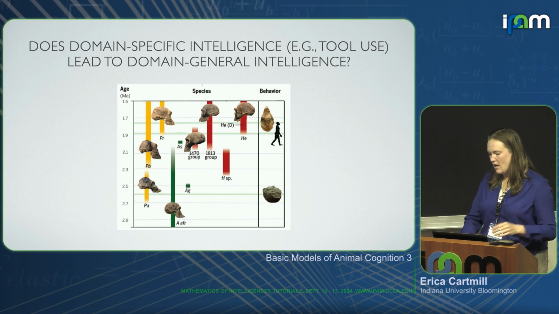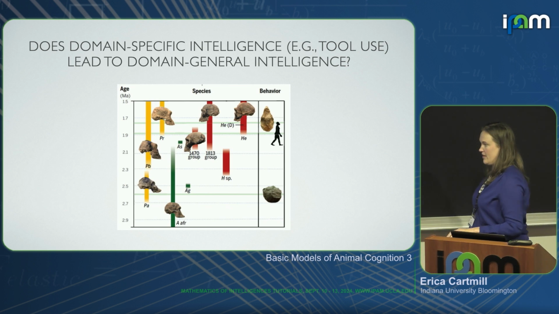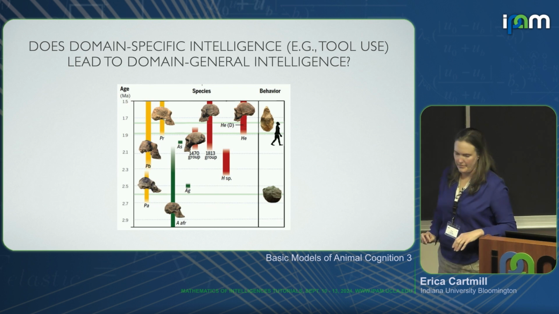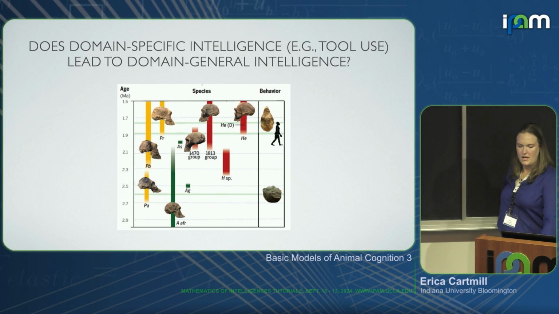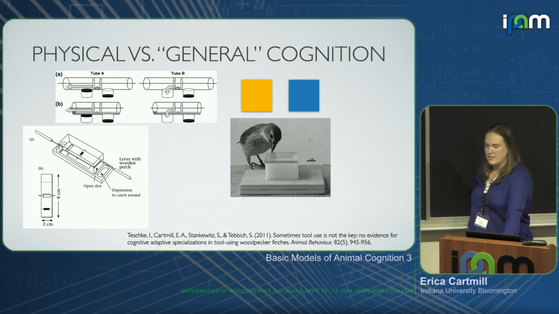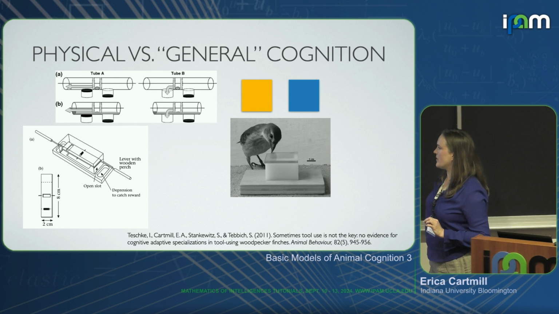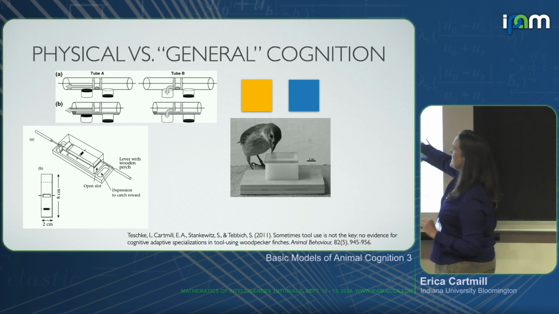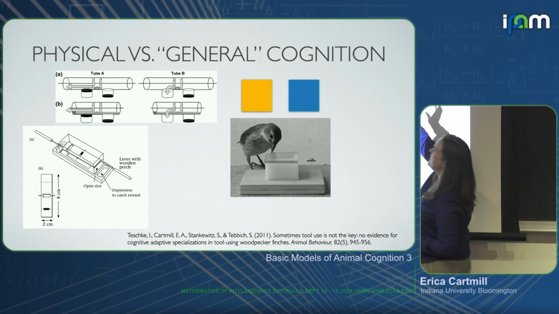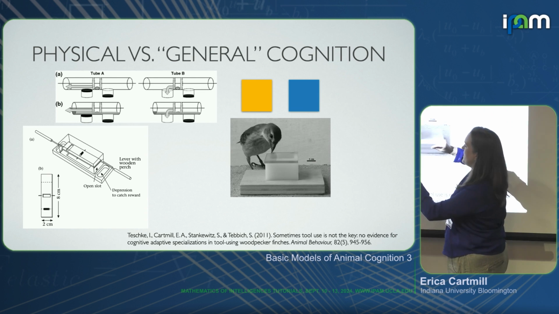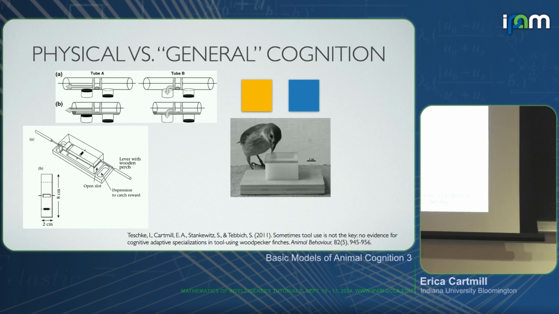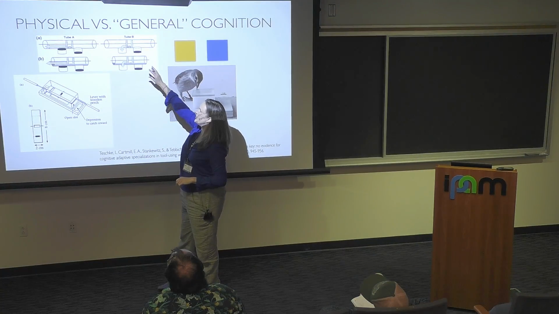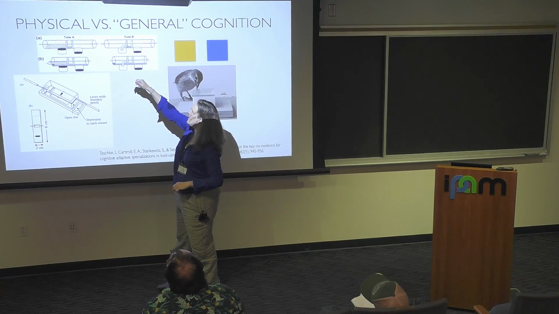And so this has been one of the questions that my colleague Sabina Tebish has been working on, and I had a chance to go collaborate with them on a project. So in this project, we used the woodpecker finches and small tree finches, and we gave them 3 different types of tasks. One was a physical task that closely resembled tool use. So this is what's called a trap tube task.